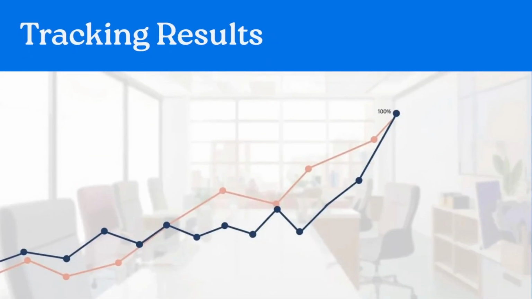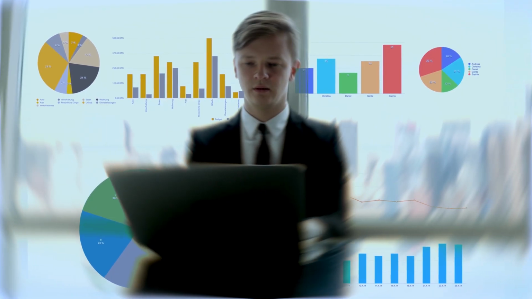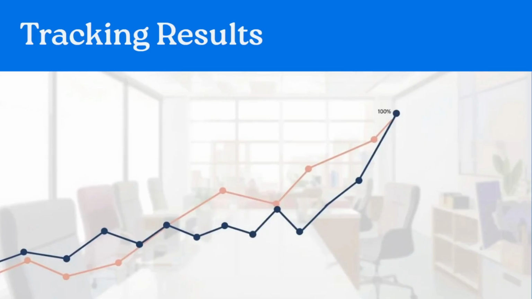Tracking results is also important. Email marketing tools provide analytics such as open rates, click rates, and conversions. These numbers help you to understand which emails are performing well and which ones need improvement. By adjusting your subject line, content, or call to action, you can gradually improve the performance of your funnel.